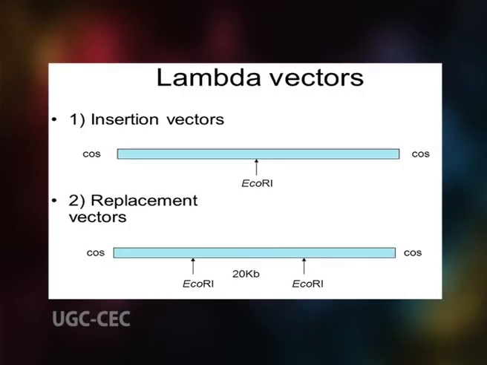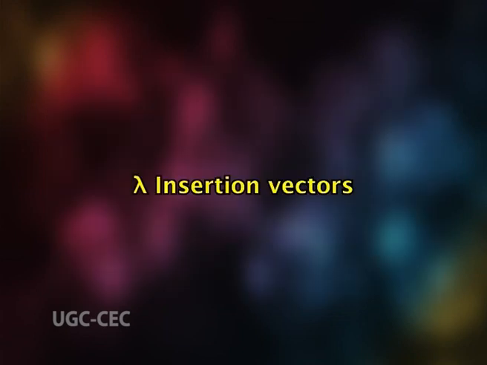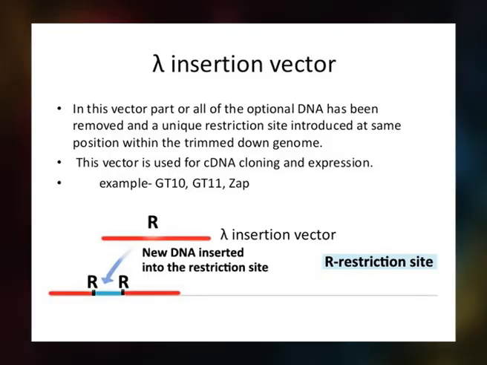Lambda vectors can be of two types. First, insertion vectors, and second, replacement or substitution vectors. Now the lambda insertion vectors. Insertion vectors are the simplest form of lambda cloning vectors. In the development of this vector, a large segment of the non-essential region of lambda phage genome has been deleted and the two fragments ligated together.